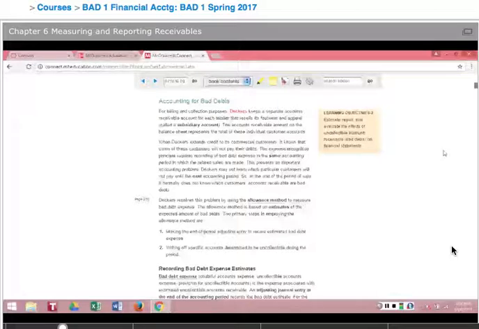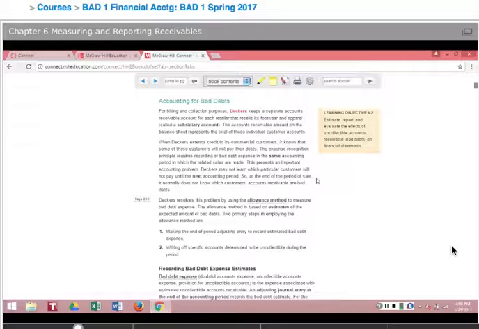Let's take a look at the accounting for bad debts. When a company sells on credit, there are going to be some credit customers that default on those obligations, which means that we will not receive our cash, even though we provided goods or services.